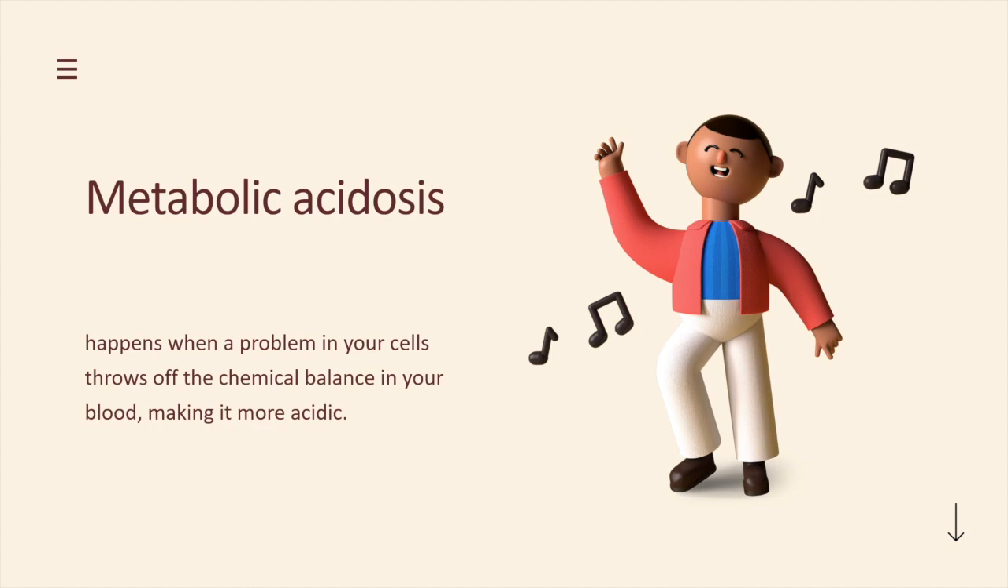Metabolic acidosis. This happens when a problem in your cells throws off the chemical balance in your blood, making it more acidic. This is a serious electrolyte disorder characterized by an imbalance in the body's acid-base balance. Metabolic acidosis has three main root causes: increased acid production, loss of bicarbonate, and a reduced ability of the kidneys to excrete excess acids.